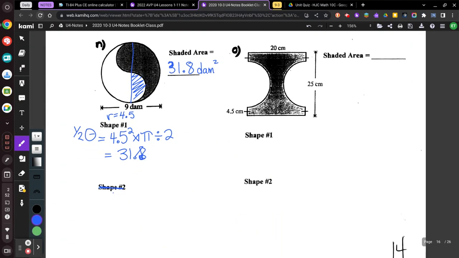That should be an 8. Because this and this one makes a full. That's right. Now on the next one, we've got a rectangle and we've got a full circle. The question is going to be for the shaded area, it's going to be rectangle, subtract circle. That's what we're going to be doing.